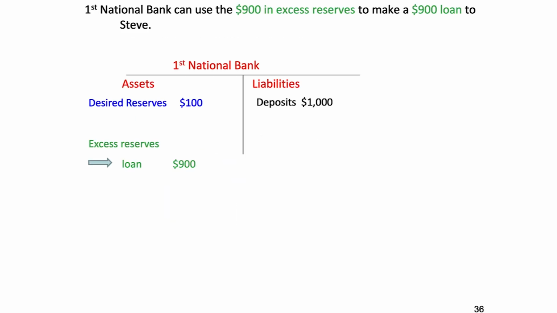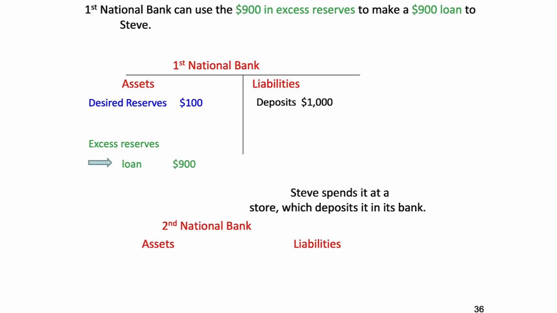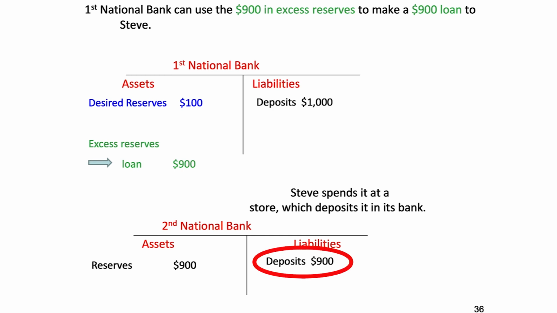Now, let's suppose that it gives a loan to Steve, or Steve takes that money and puts it in a bank. It doesn't matter. The point is that $900 gets deposited back into the financial system. Let's say it gets deposited into Second National Bank. So now Second National Bank will have $900 extra deposits and $900 extra reserves.